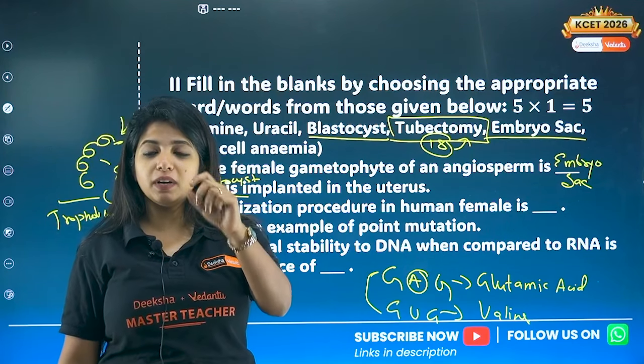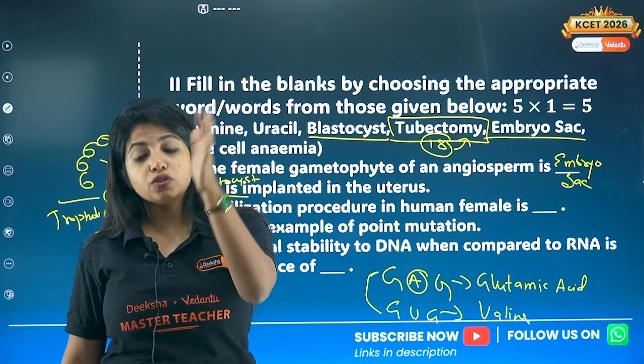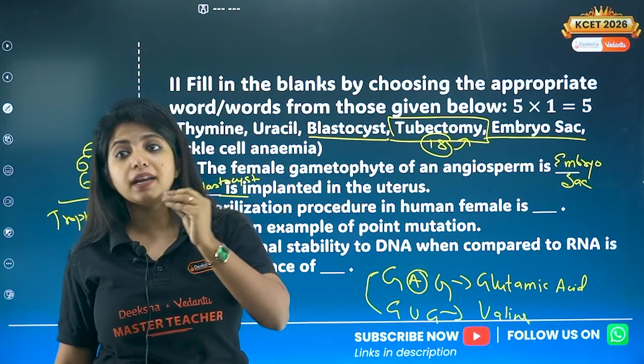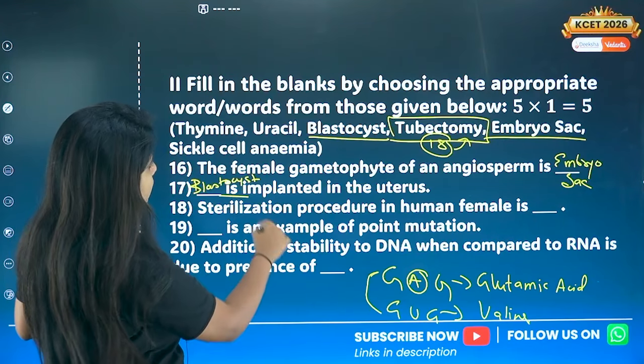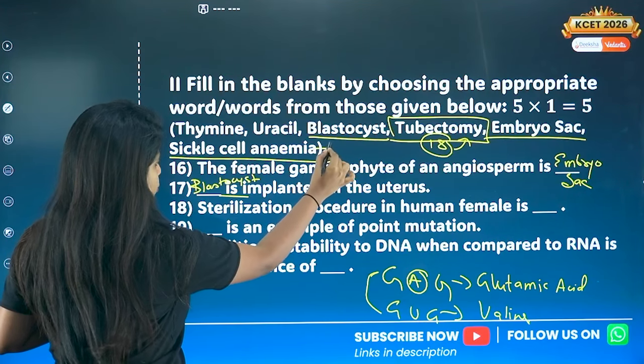Hemoglobin is made up of alpha and beta globin chains, so it is going to hamper the structure of the beta hemoglobin chain. Fine. So this is an example of point mutation. So where is it written? Sickle cell anemia is the answer for this question.